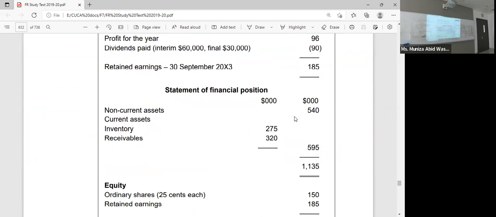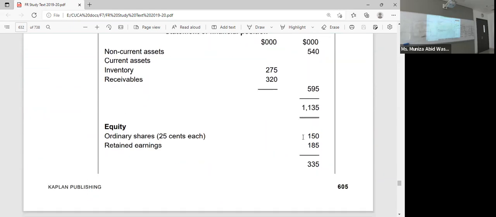$90,000 is the dividend. The total number of shares is 150,000 divided by 0.25, since 25 cents each share has been there. So 150,000 divided by 0.25. How many shares are there?